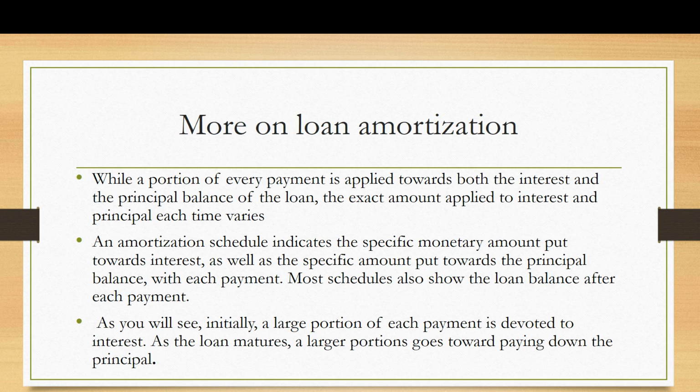While a portion of every payment is applied towards both the interest and the principal balance of the loan, the exact amount applied to interest and principal each time varies. An amortization schedule indicates the specific monetary amount put towards interest, as well as the specific amount put towards the principal balance with each payment. Most schedules also show the loan balance after each payment.